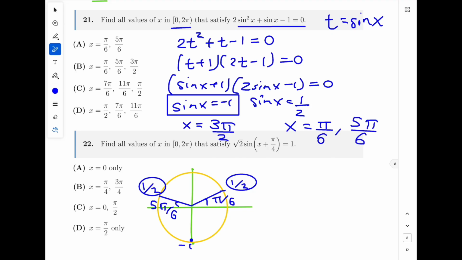Looking at my multiple choices, we have pi over 6, 5 pi over 6. We don't have a 3 pi over 2. This one seems correct. Not this one, not this one. So option B is the correct one. What many kids often miss is that they'll forget this one. They'll often end up with pi over 6 and 3 pi over 2, but then you have to realize that the sine or the cosine can be positive or negative according to the four quadrants, especially given the domain right here. So the correct answer is option B.